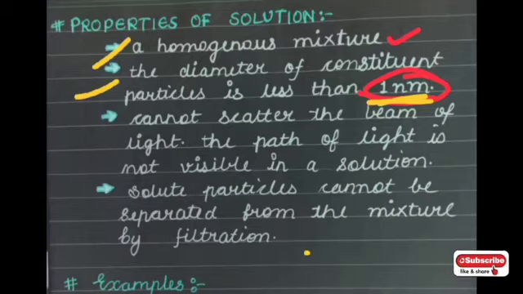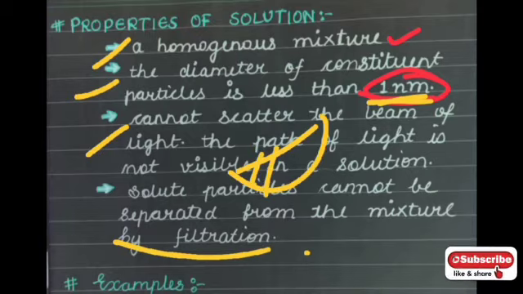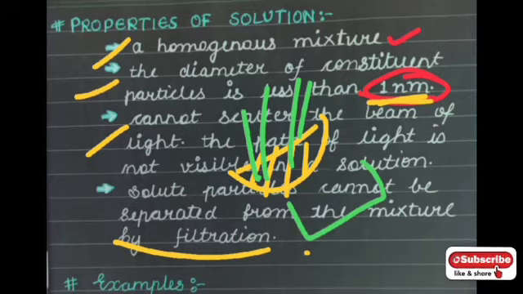So I hope these 3 properties are totally clear. Now let's come to the 4th property: solute particles cannot be separated from the mixture by filtration. Again, it is a very obvious property. Filtration means we take a semi-permeable membrane and pour the solution over it, and in a beaker we would get the solution while all the solute particles would be filtered out.